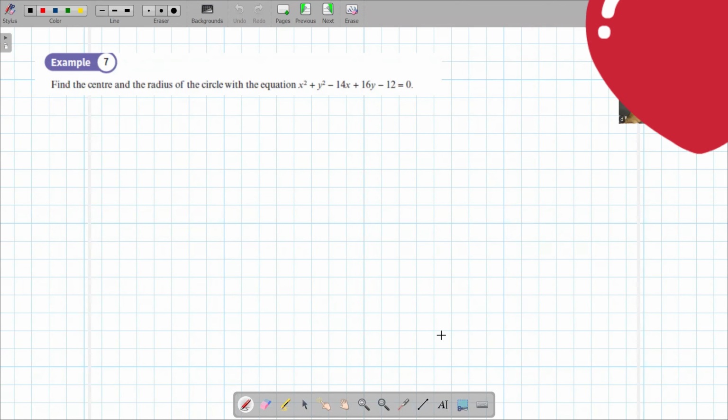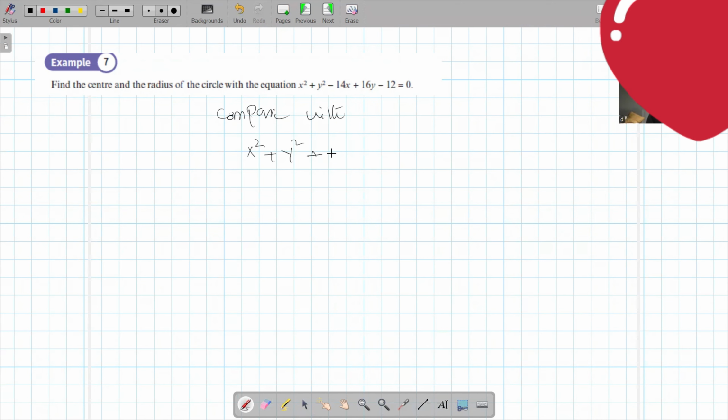Looking at it, F is 8 and G is 7, right? What we will do, we will compare this equation with the following general form: x squared plus y squared plus 2fx plus 2gy plus c equal to 0. This was the general form, right?